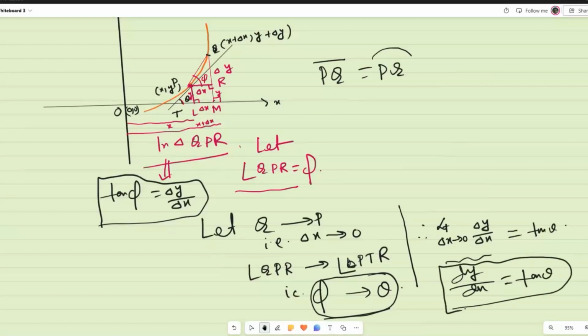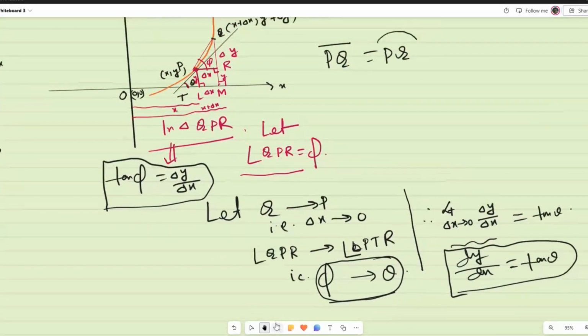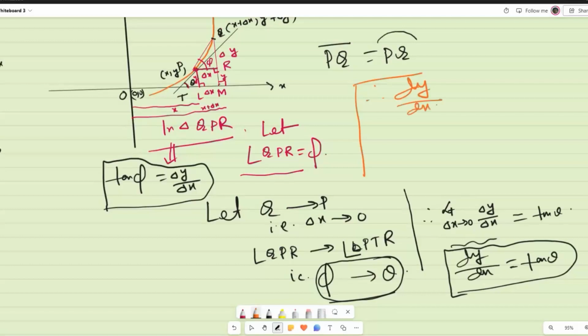Under what condition? When Q is tending to P. What is tan theta? Slope of the tangent drawn at the point P. So this slope of tangent is actually dy by dx. This is called the geometrical interpretation of the derivative. Therefore, dy by dx at P is equal to the slope of tangent at P. This is a very, very important term.